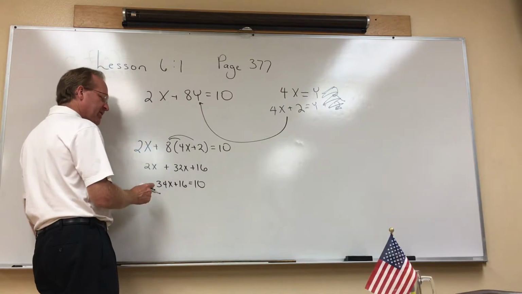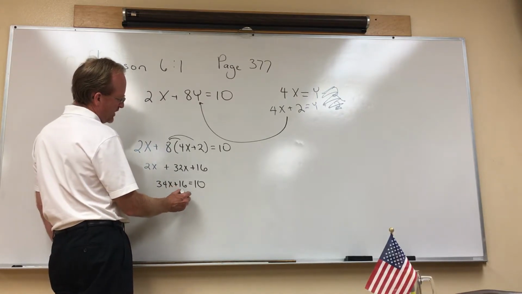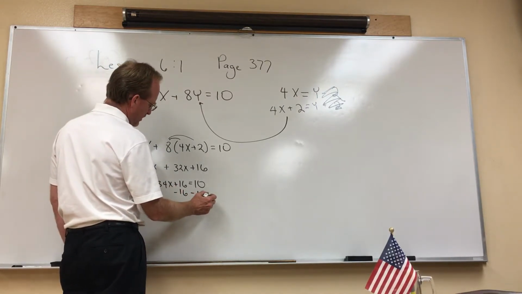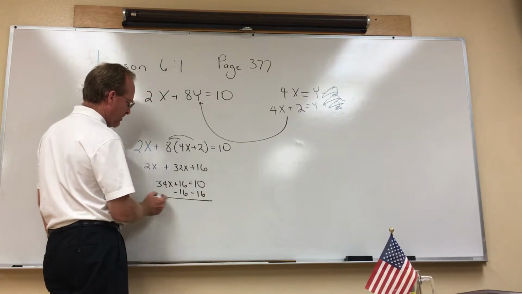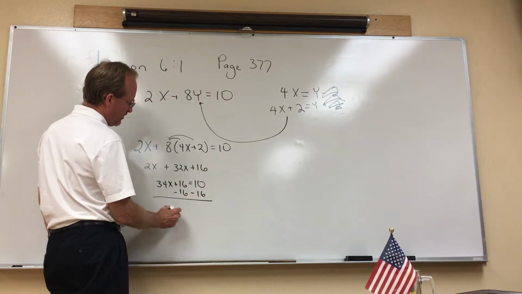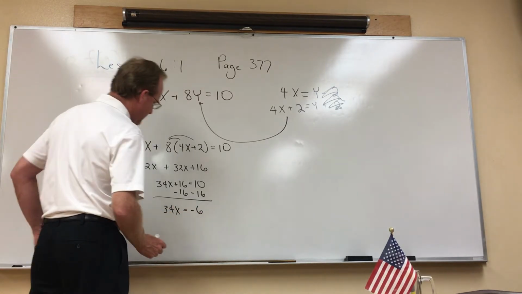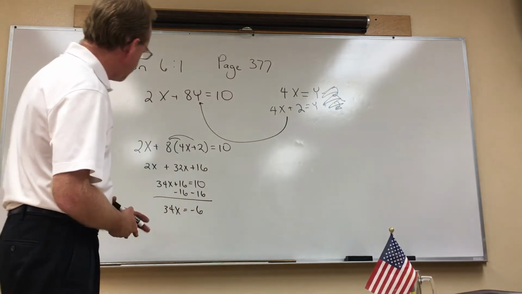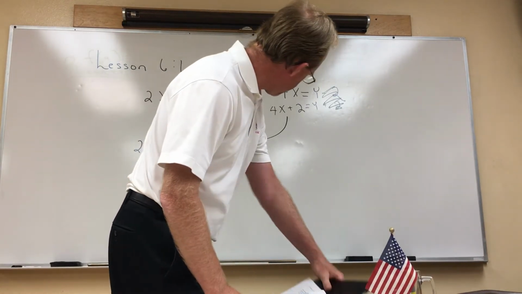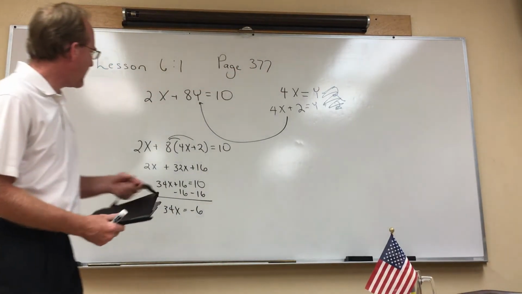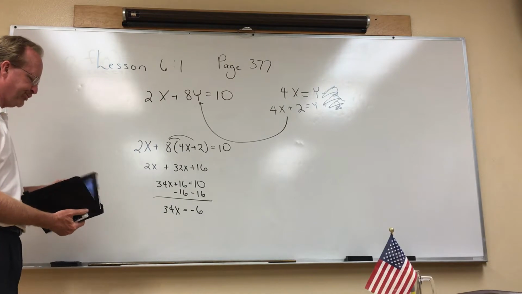Now I want x's on this side, numbers on the other, so I'm going to subtract 16 from each side. So that's going to get me 34x is equal to -6. Okay, all right, so we're going to do a little division there. We're going to have to divide both sides by 34.